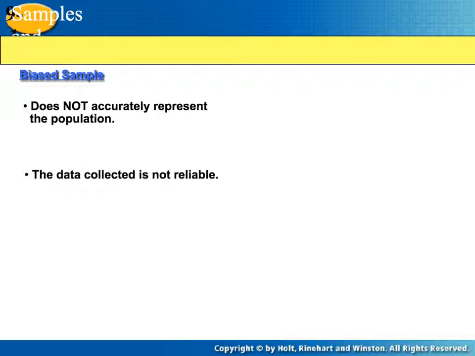A biased sample does not accurately represent the population. If somebody is biased for something, that means they are either for or against it. For instance, if I asked a basketball player what their favorite sport in the winter is, they would say basketball. Why? Because they're a basketball player.